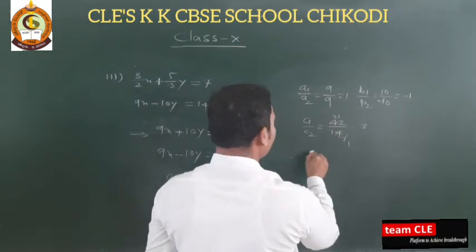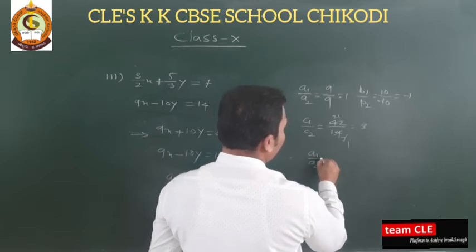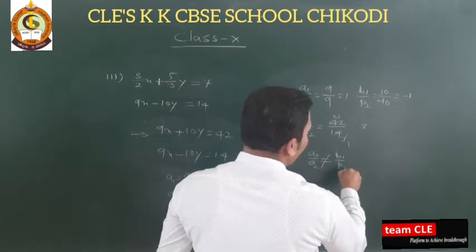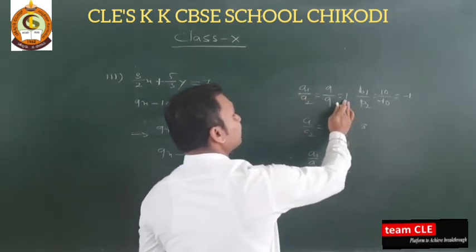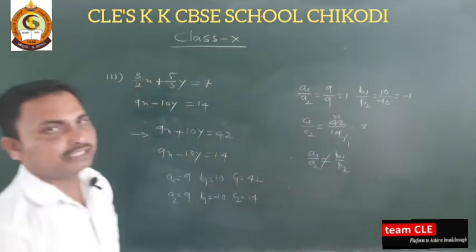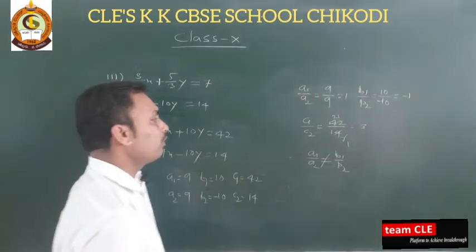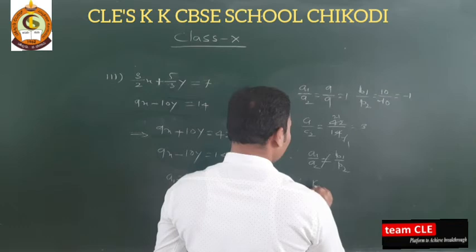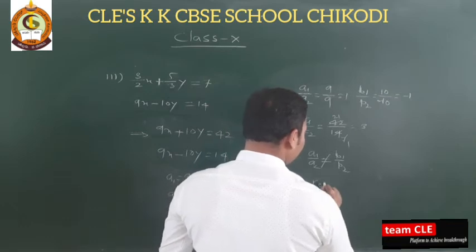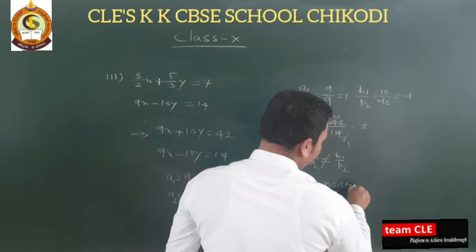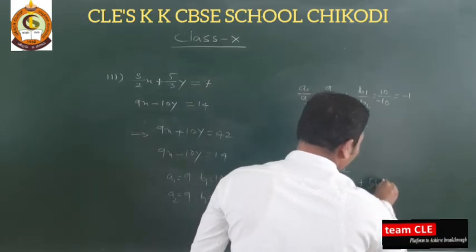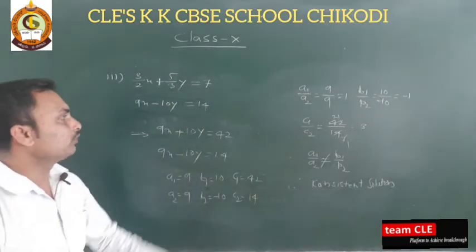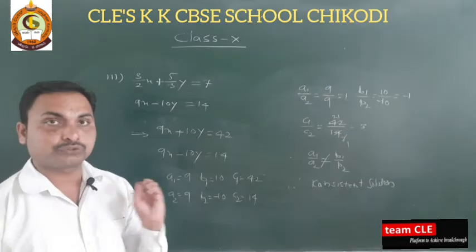Therefore A1 by A2 is not equal to B1 by B2. See, we have here plus 1 and here we have minus 1. These are not equal, so A1 by A2 is not equal to B1 by B2. So therefore which kind of solution is it? Consistent. This is a consistent solution. This is the third one. I hope you understood this one very well.